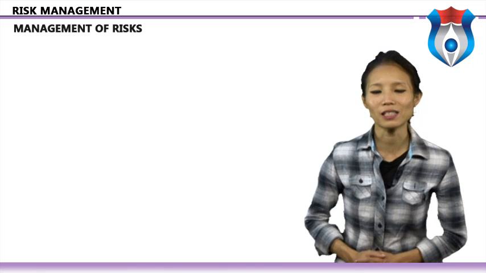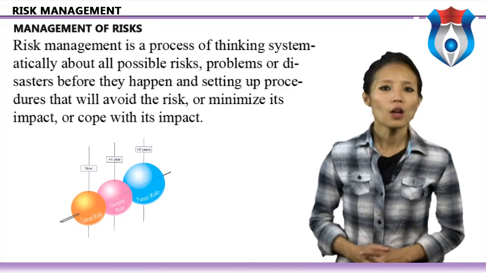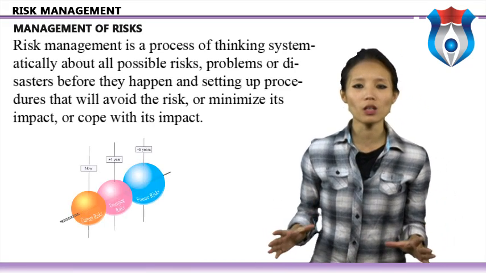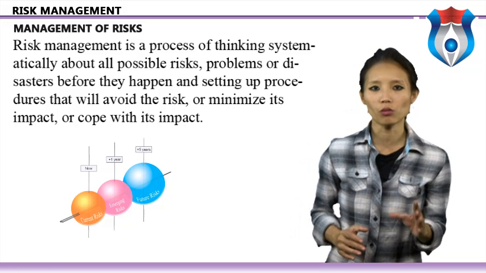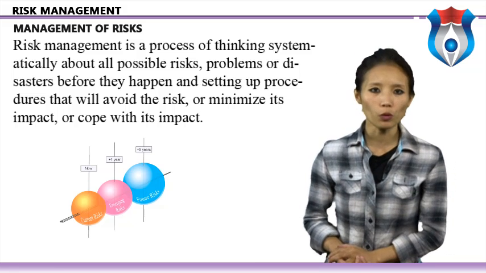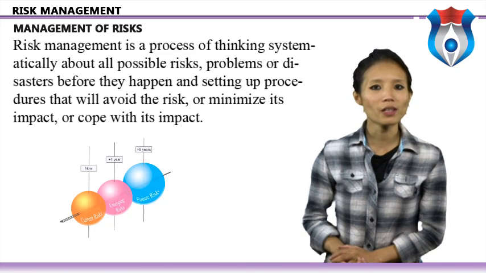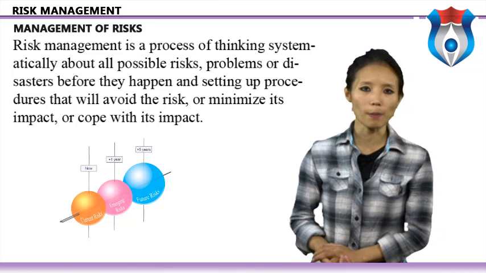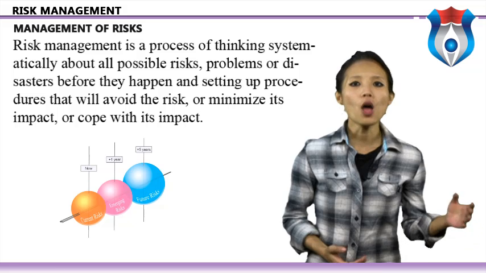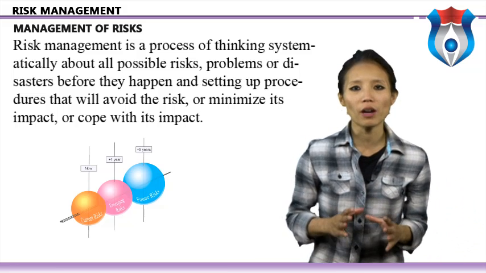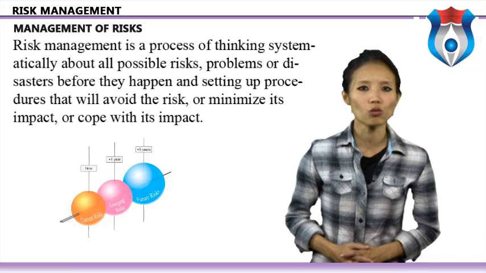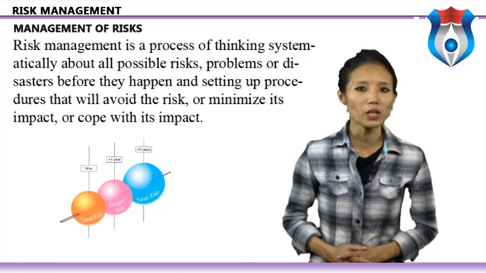Let us now study the next topic, management of risk. Risk management is the process of thinking systematically about all possible risks, problems or disasters before they happen, and setting up procedures that will avoid the risk, minimize its impact, or cope with its impact. It is basically setting up a process where we can identify the risk and set up a strategy to control or deal with it. It is also about making a realistic evaluation of the true level of risk.